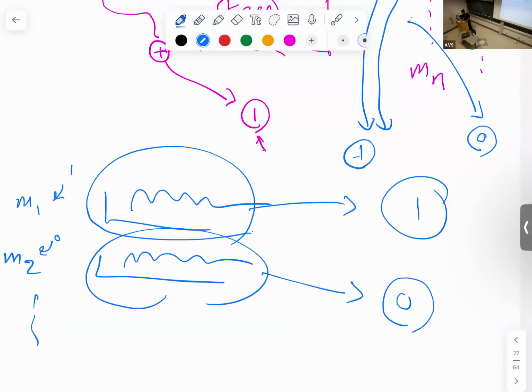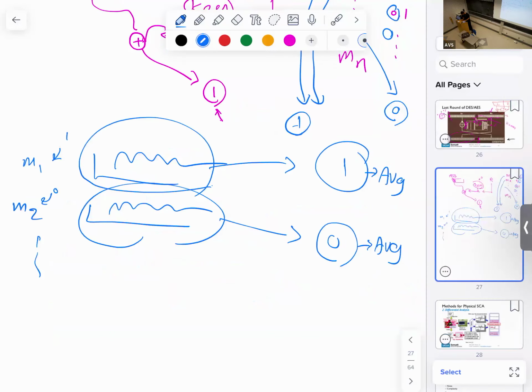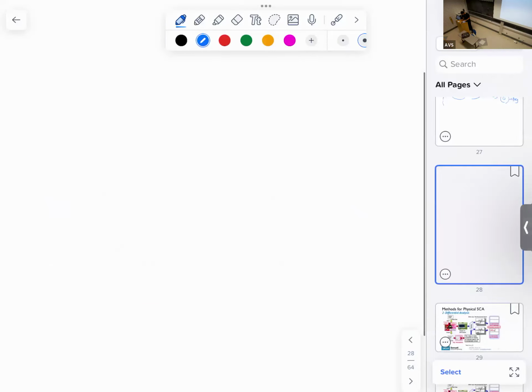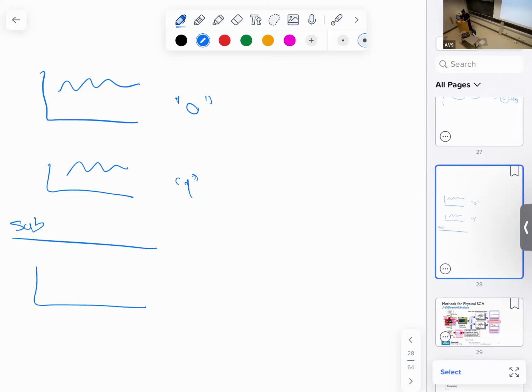So what I now need to do is the average. I do averaging of this group, and I do the averaging of this group. I'm going to get 2 new signals. Let me add another page. So I'm going to get 2 groups of representative signals, for group 0 and group 1. And then I'm going to subtract these 2 from each other. Subtract. And then I'm going to get either something like this, or something like this.